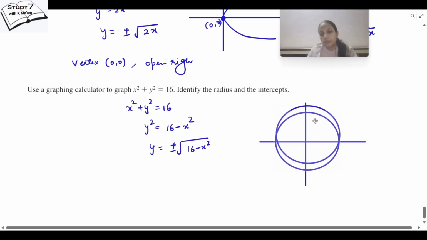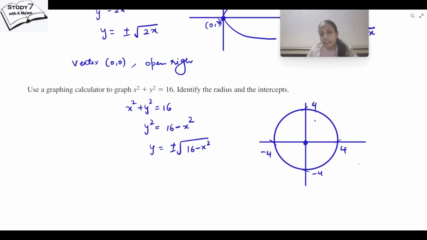Radius of 4. So this is 4. This is negative 4. Negative 4. Center 0. Okay.